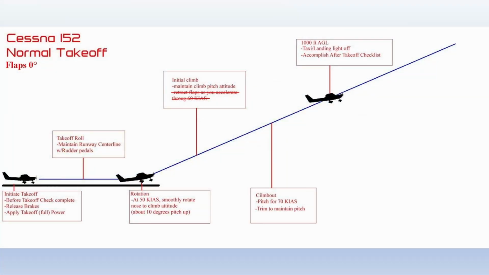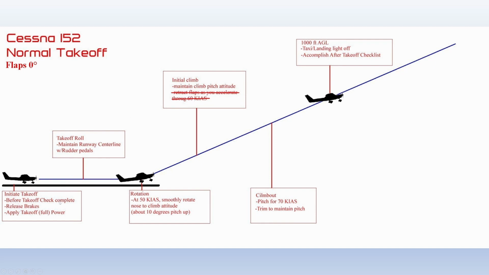So as far as the procedure goes for a normal takeoff with flaps 0, it's really not going to be that much different than a normal takeoff with flaps 10. The only thing that changes is that instead of retracting our flaps as we're accelerating through 60 knots, we're not going to do that. The rest of the procedure is pretty much identical.